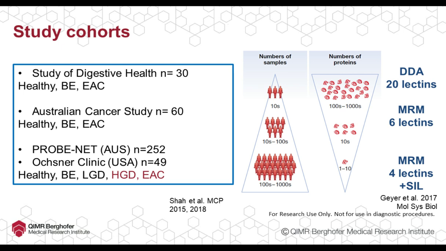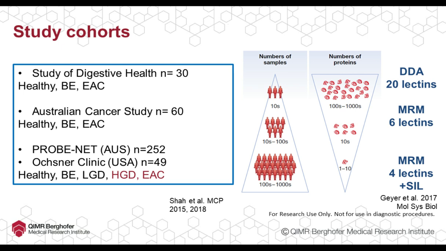From there, we chose 6 lectins as the most promising and designed MRM against around 50 proteins, which came out as candidates. And in the second phase, we analysed 20 patients per group. And the groups are again the same as the first phase: healthy, Barrett's esophagus, and cancer.